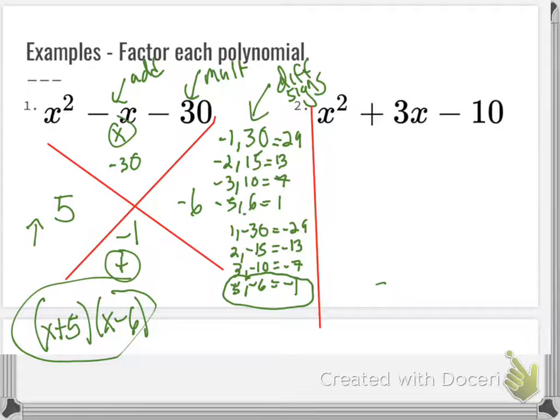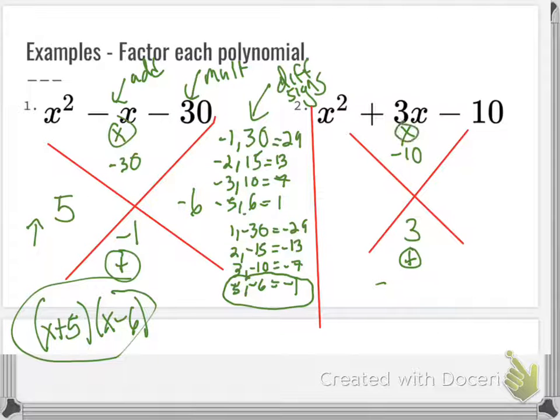I'm going to create a little wall here. Okay, so what multiplies to give me negative 10 and adds to give me 3. Again, I'm going to do where the first term is the negative option first. So we have negative 1 and 10, negative 2 and 5. That's the only things that multiply to give me a 10. Or we can do it where it's 1 and negative 10, 2 and negative 5.